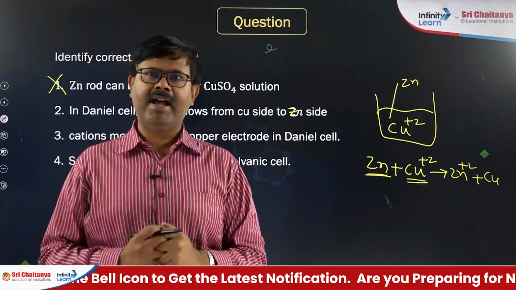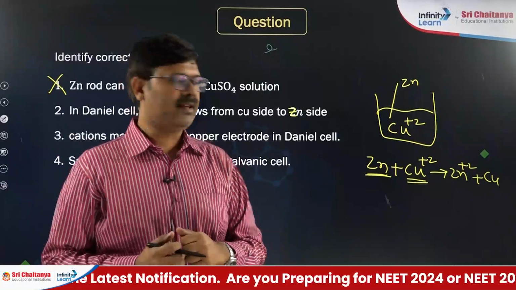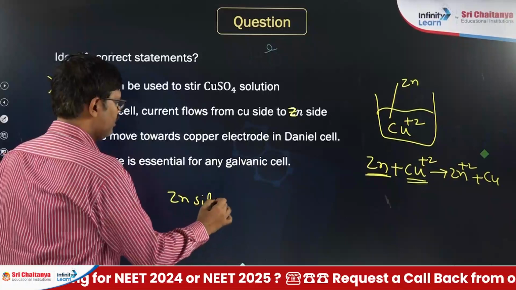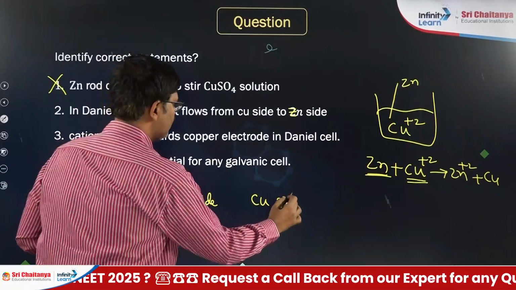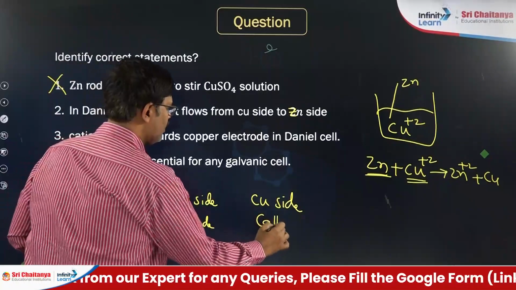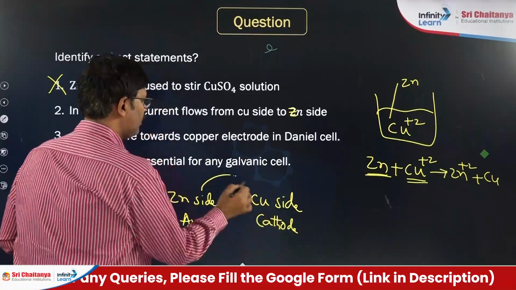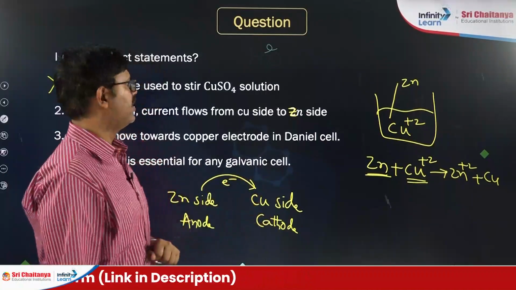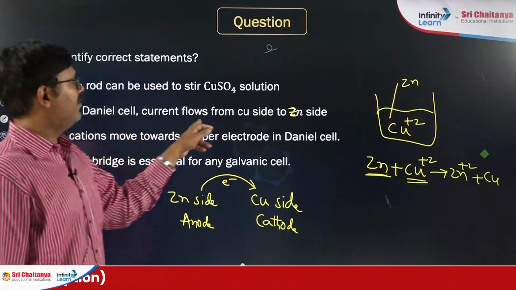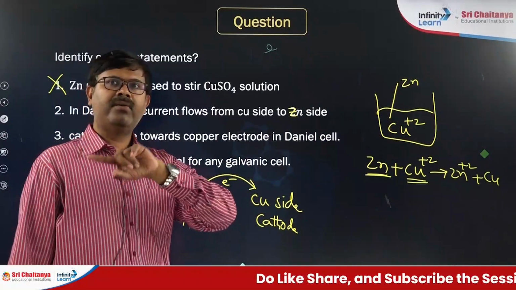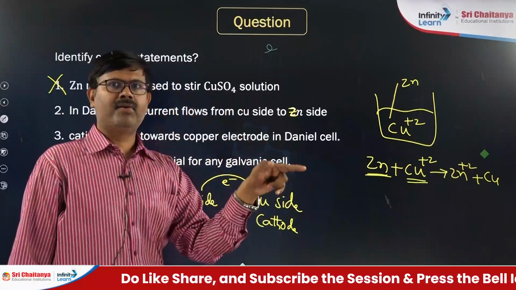In the Daniell cell, the zinc side is the anode and the copper side is the cathode. So, if the zinc side is the anode and the copper side is the cathode, electrons always flow from the anode side to the cathode side. This is the direction of electrons. But what they are saying is that in the Daniell cell, current flows from copper side to zinc side. Electrons flow from the anode, zinc side, to the cathode, copper side.